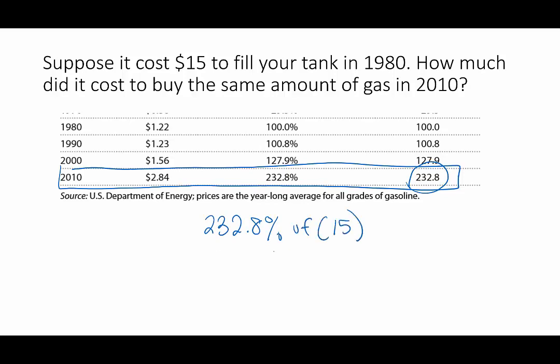Now, we can't use a percent when we actually do calculations. We need to convert it to a decimal, either by moving the decimal 2 places to the left or putting it over 100. Either way, we're dividing by 100. If I move it 2 places to the left, I would end up with 2.328 times 15, which gives me approximately $34.92. So that's how much it would cost in 2010 based on $15 in 1980.